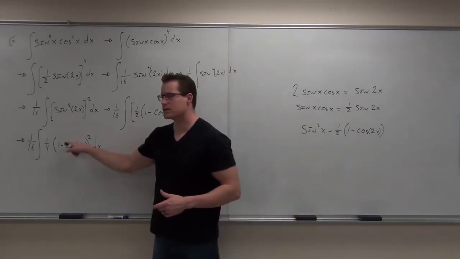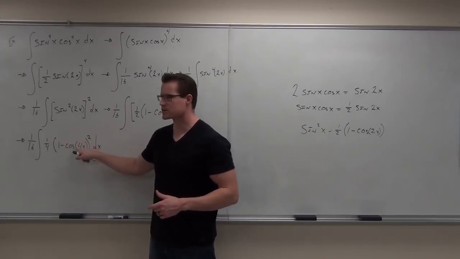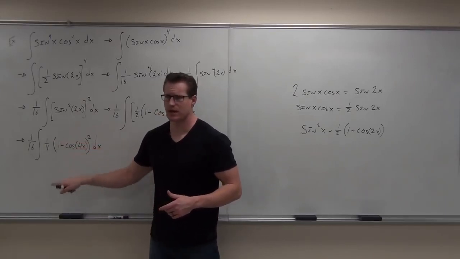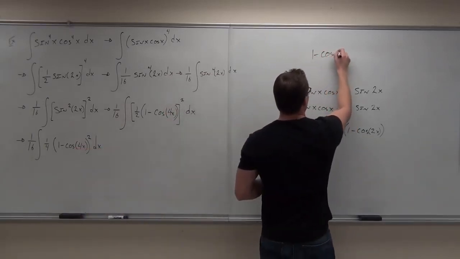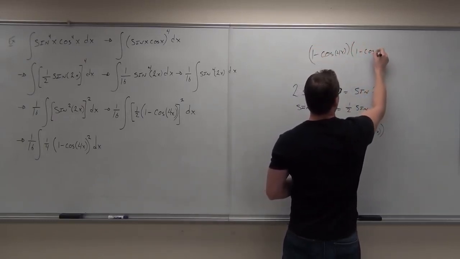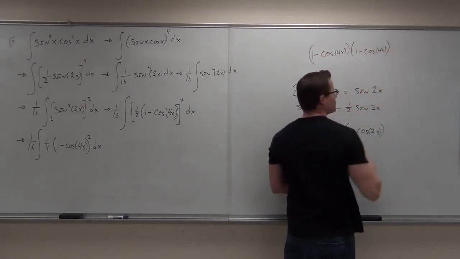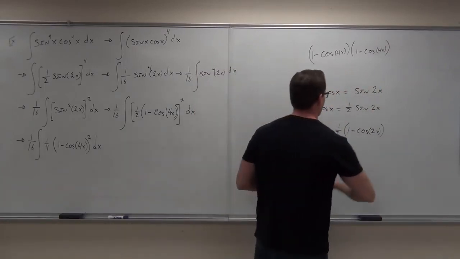Can you guys distribute this? Are you just going to square this and square this? Please, for heaven's sakes, don't do that. Remember that what this means is 1 minus cosine 4x times 1 minus cosine 4x. Would you please spend some time and distribute that for me? Go ahead, distribute that for me.